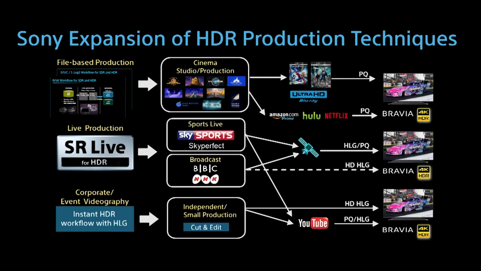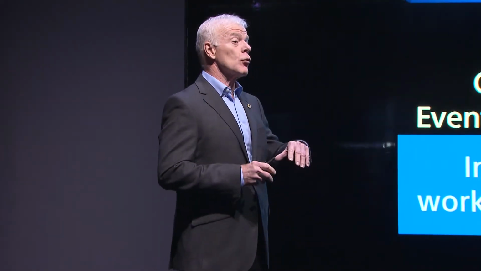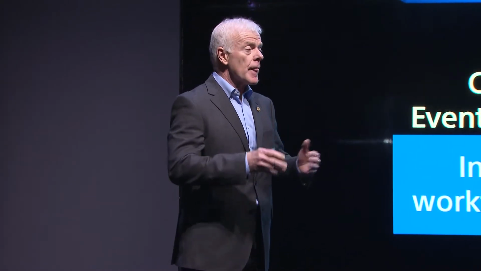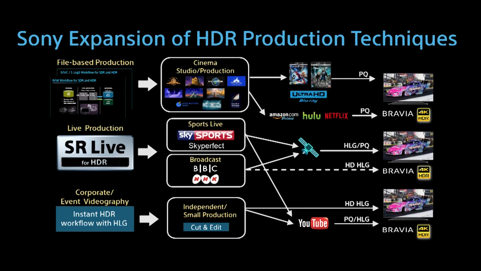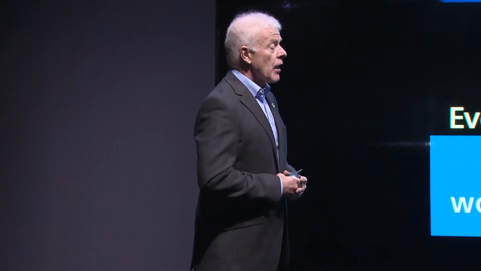In live applications, again, we require a very high level of picture quality in real time in the outside broadcasting trucks, knowing that once the material is produced, we have to flip it, we have to convert it to HLG or PQ for distribution to your home. And in the area of independent or small production, Sony has adopted the use of HLG, hybrid log gamma, which I will explain in a minute, for consumer as well as semi-professional applications.